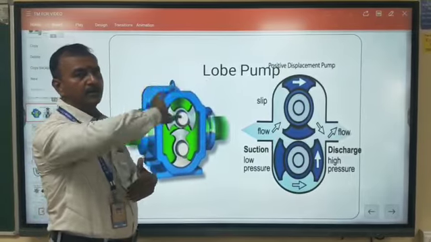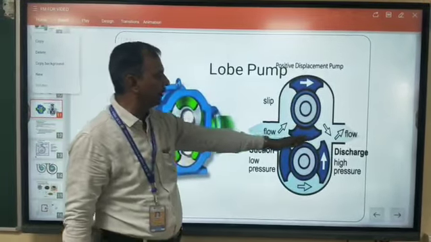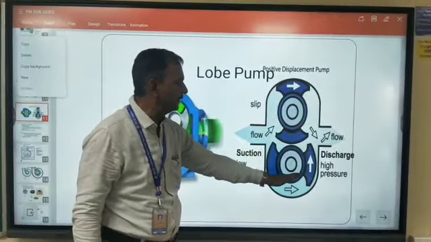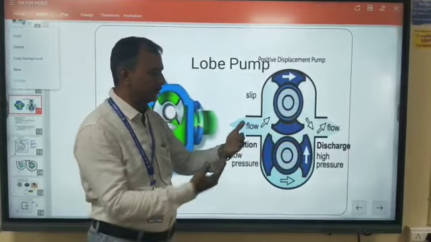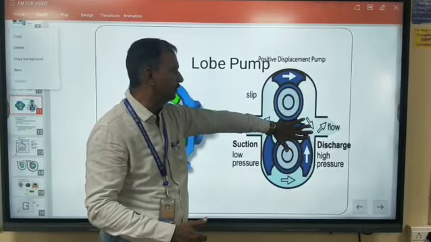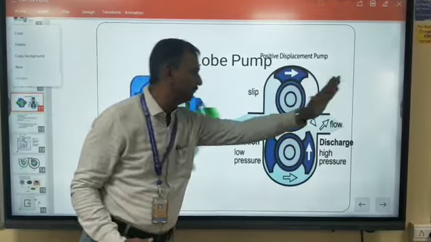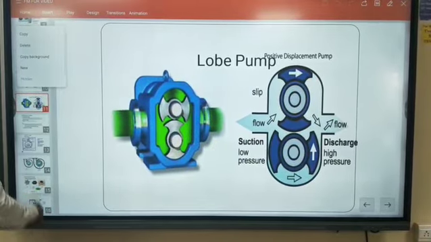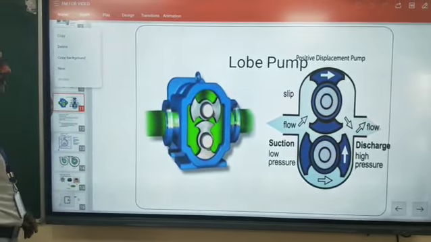One rotates clockwise and the other rotates anti-clockwise. Thereby the liquid gets caught between these lobes and is discharged with very high pressure. This is how the lobe pumps work.